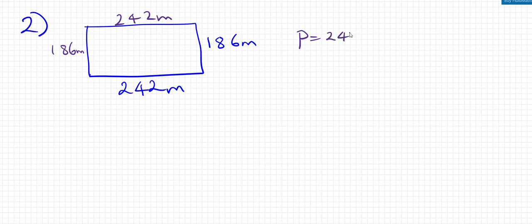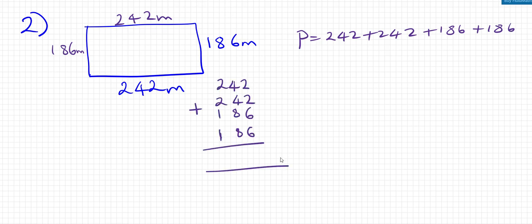So 242 plus 242 plus 186 and 186. So we'll do this without a calculator. Okay, so here's my algorithm, making sure all my place value is correct. So I've got 6 plus 6 is 12, plus the 2 and 2, so plus 4 is 16. Put the 6 down, we'll add the 1. 8 plus 8 is 16, plus 4 is 20, plus 4 is 24, plus 1 is 25. And then I've got 2, 4, 6, 8. So my perimeter is 856 meters. Okay, so that's how much fencing I will need to go all the way around this paddock.